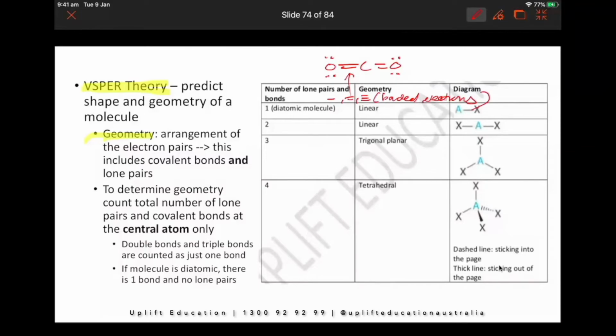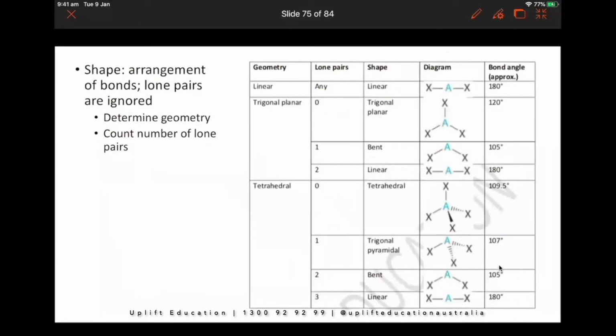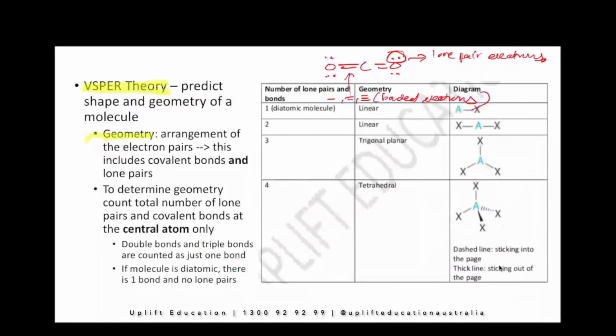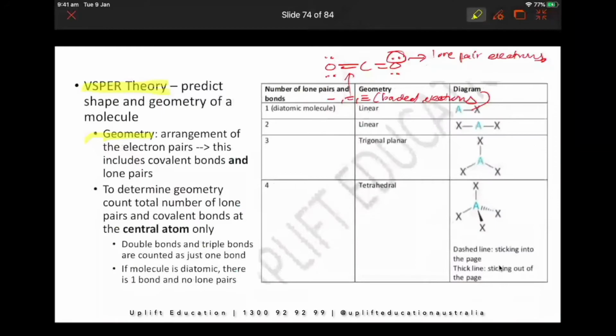Whereas anything which is by itself, for example, these 2 electrons here, are what we call lone pair electrons. When we're talking about geometry, we're talking about the arrangement of all electron pairs, so both these bonded electrons as well as the lone pair electrons. Now this is different, as you'll see later, from shape. When we're talking about shape, all we're looking at is the arrangement of bonded pairs, and we ignore lone pair electrons. So that's the first thing you want to keep in mind when we're distinguishing between geometry and shape.